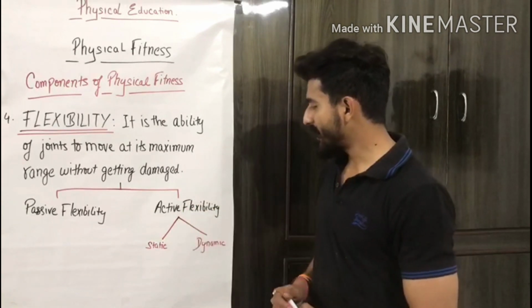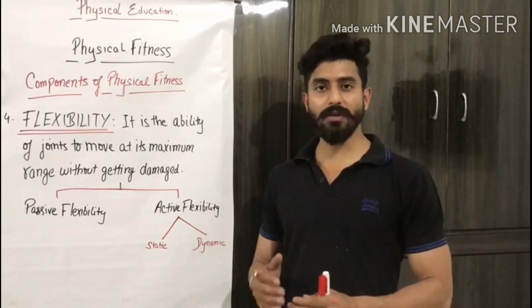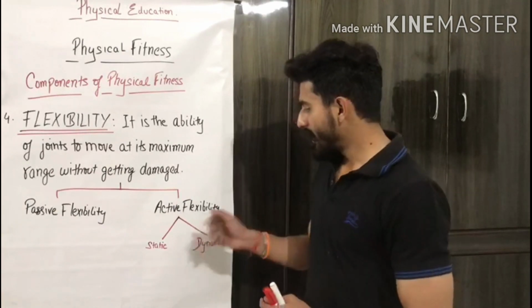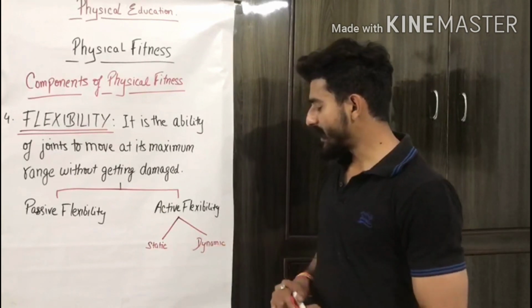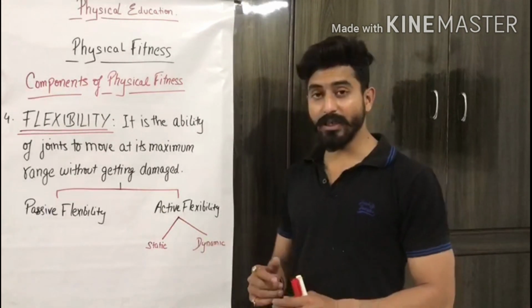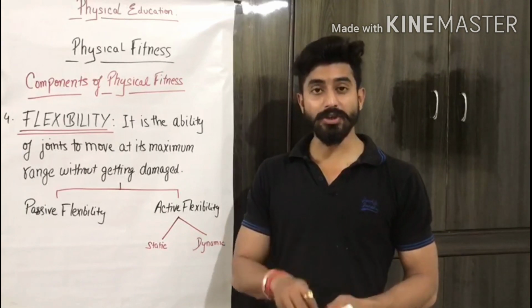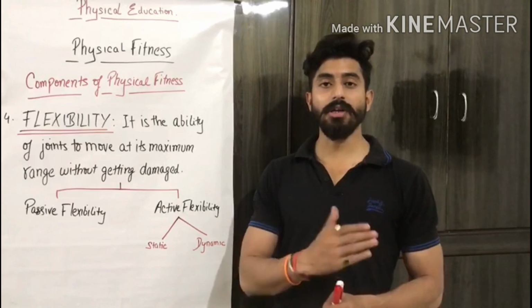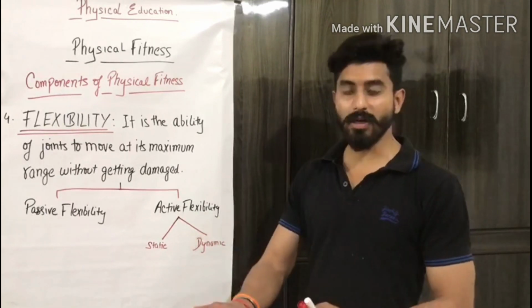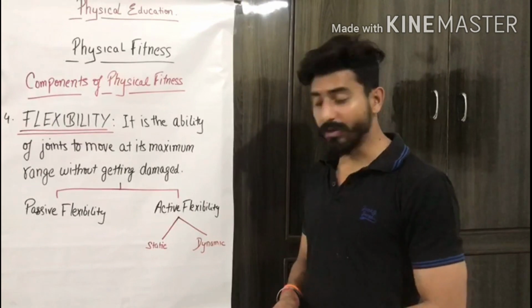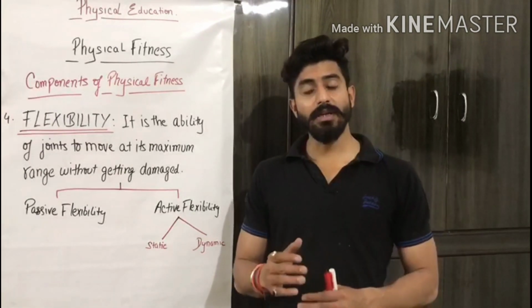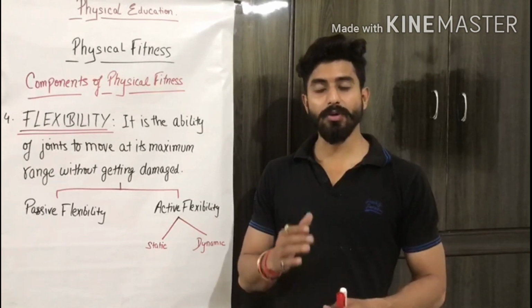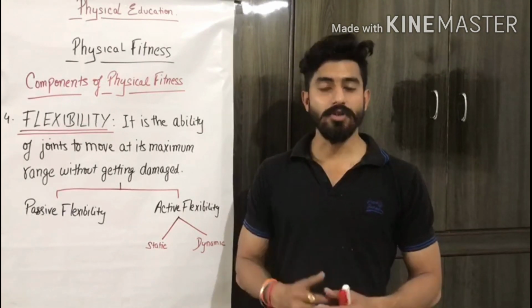Then we come to active flexibility. Active flexibility is a flexibility which is done without the help of any equipment or partner. It is also of two types: static and dynamic. Static flexibility is a flexibility when you are doing any work in a stationary position. For example, yoga, asana, or any activity in which your body is not in motion. You're not moving from one place to another. Then dynamic flexibility. Dynamic flexibility is a flexibility in which your body is in motion. You are doing some kind of activities which is increasing your flexibility, but your body is in movement, like gymnastics.